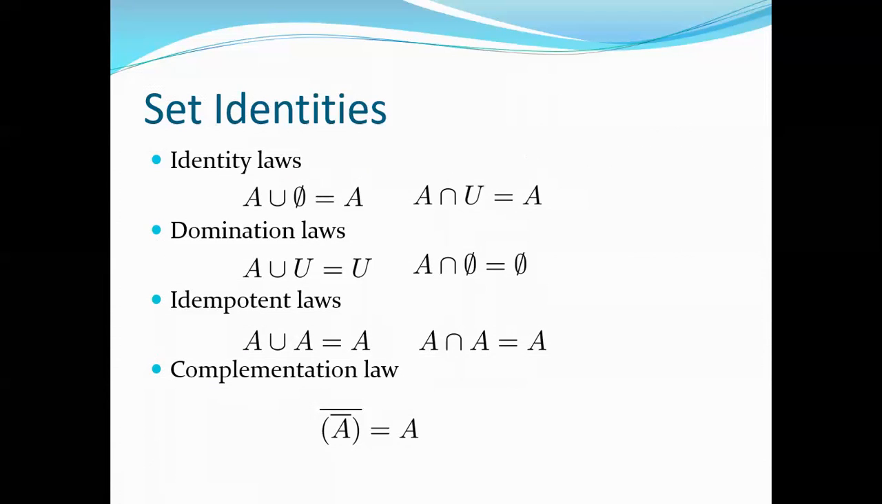Any questions on these set identities? They're sort of straightforward things that ought to make sense to us.